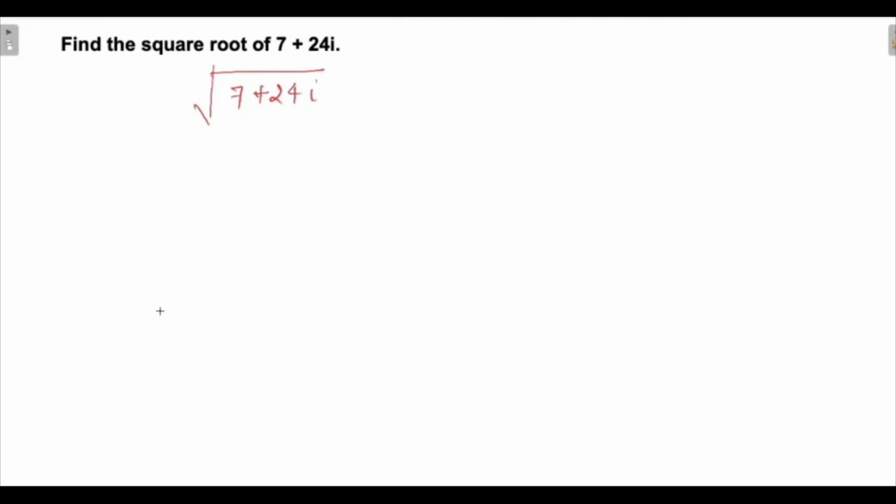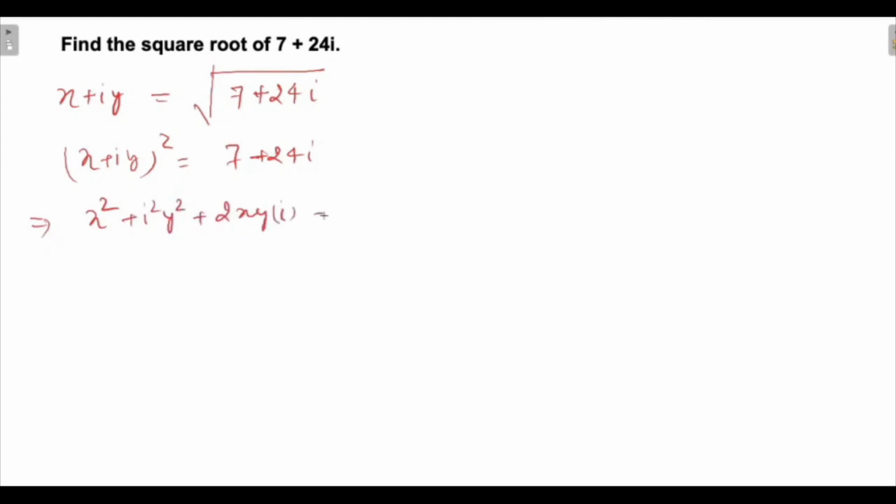We know that if you take the square root of a complex number, it will be a complex number. So we assume that the square root of this complex number is x plus iy. Now one side is x plus iy, and the other side is in square root, so we take the square on both sides. What I get is x plus iy whole square, and this will be 7 plus 24i. This becomes x square plus i square y square plus 2xyi, which is x square minus y square plus i times 2xy, and this equals 7 plus 24i.